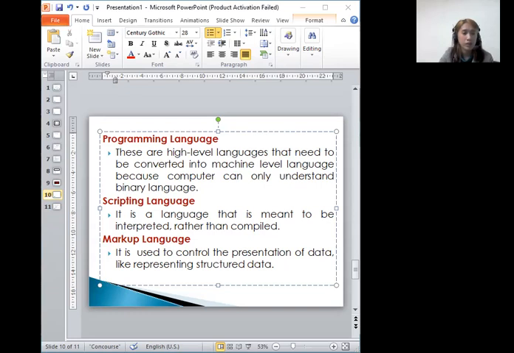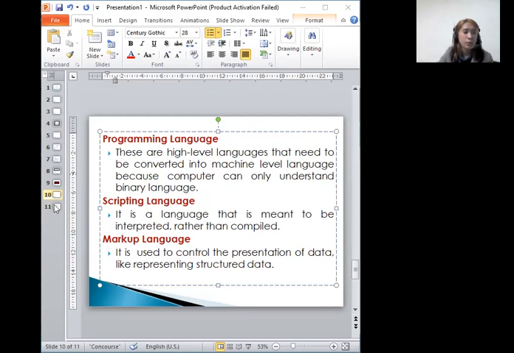The markup language is used to control the presentation of data, like representing structured data. Markup languages are presentational languages and don't include any kind of logic or algorithm. Basically, they are used to describe data and format text in a textual format. Examples of markup languages are HTML, CSS, XML, and so on.